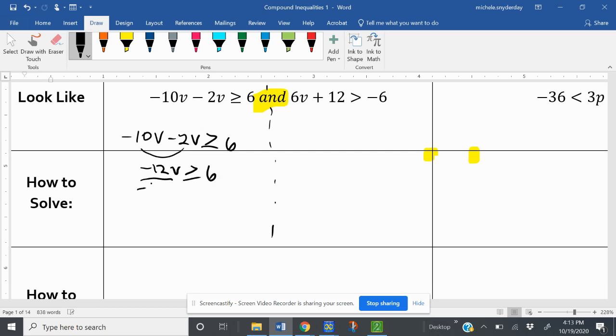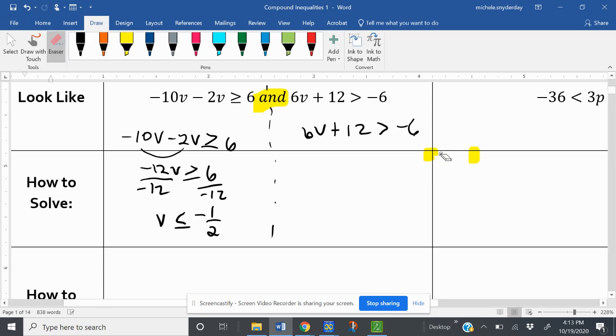We need to divide both sides by negative 12. Remember, when you're dividing by a negative number, you have to flip the direction of the inequality. And now we have v is less than or equal to 6 divided by a negative 12, which is simply the fraction negative 1/2. The second inequality on the right-hand side is 6v plus 12 is greater than negative 6.